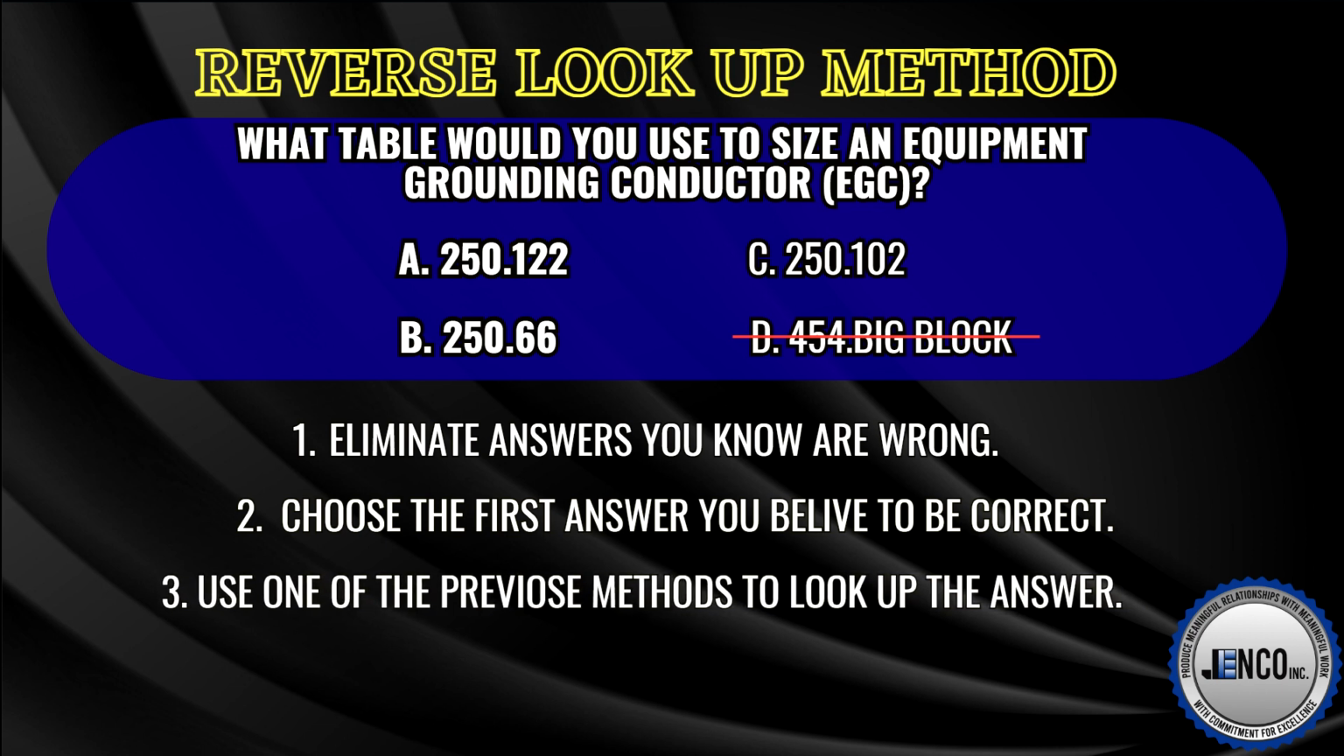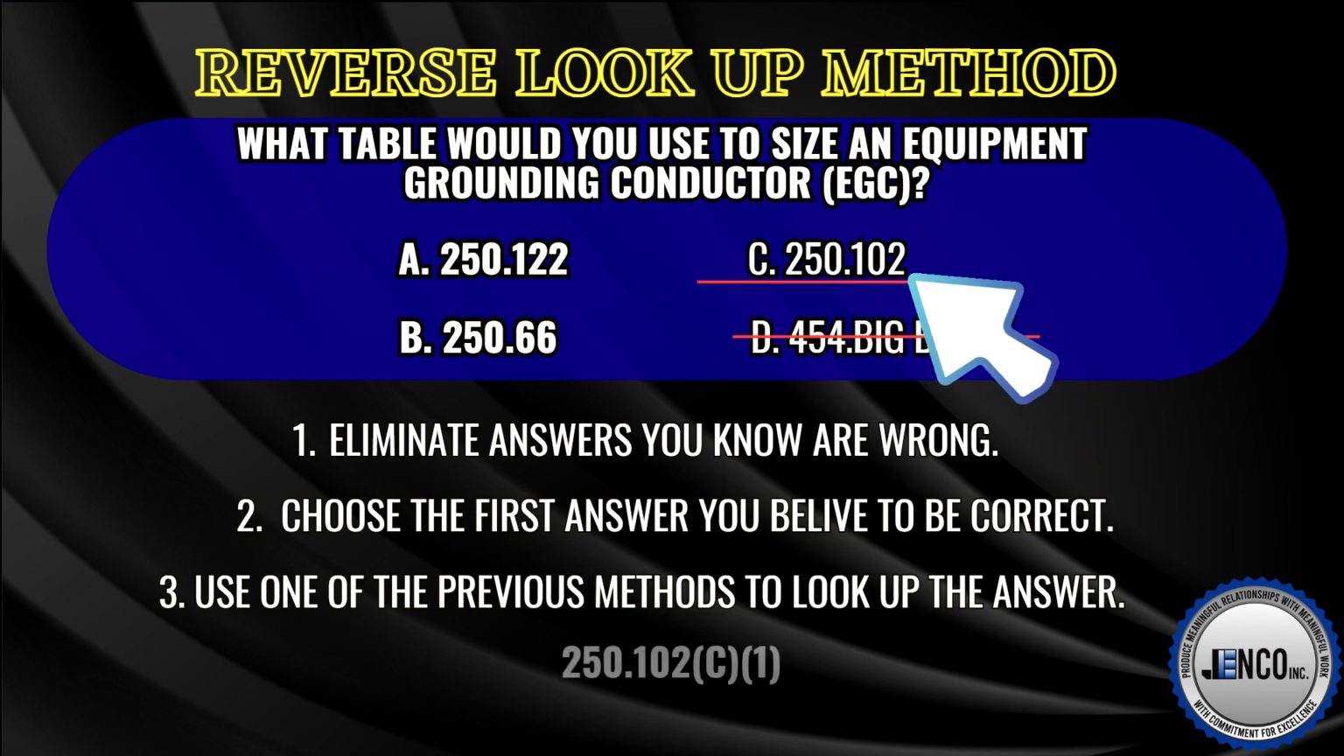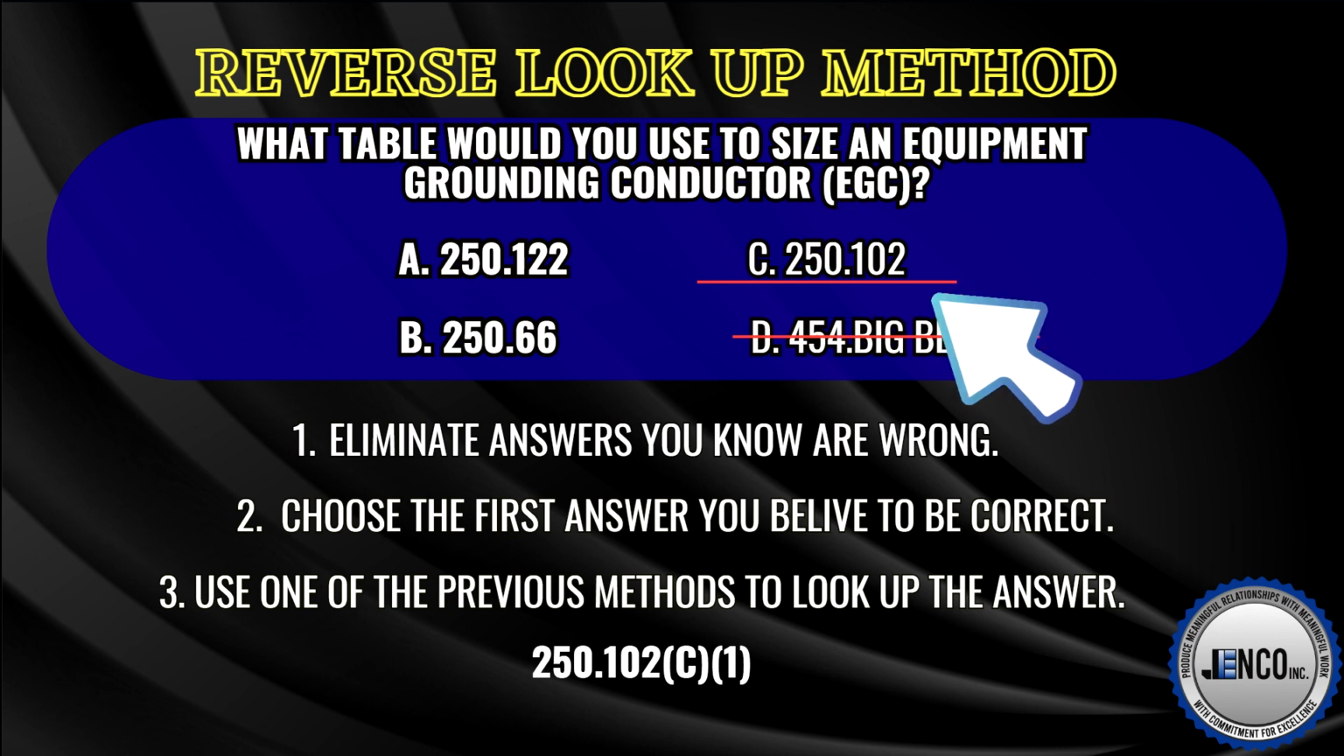In this case, it's a lot easier than that. You can just go straight to 250.66 and see if that is the answer to what table you would use to size an equipment grounding conductor. Easy as that. And then what you would find is it ends up being 250.102(C)(1). So that's the reverse method. You use the answers, you look up the answers, and then you use those to go with the question, and you're going to find which one is correct.